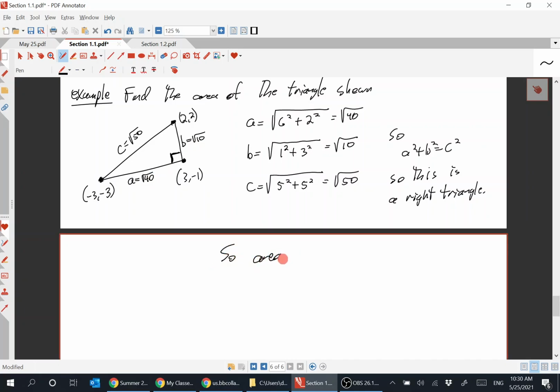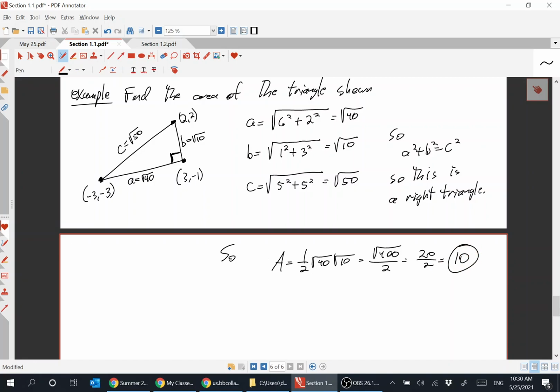So the area is equal to 1/2 the length of the base, square root 40, times the length of the height, square root 10. Right, and remember exponentiation, right? This is 40 to the 1/2 and 10 to the 1/2. Exponentiation distributes over multiplication. So this is square root 400 over 2. Square root of 400 is 20, which over 2 is 10. So the area of that triangle is 10.